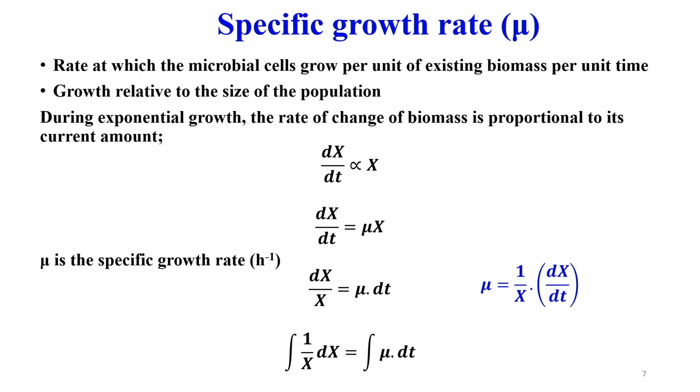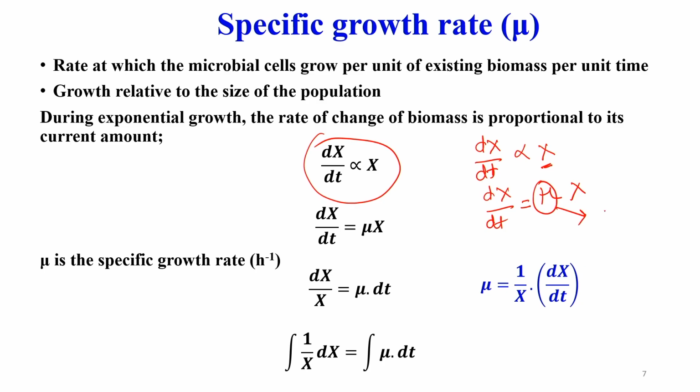Now, typically when we see the growth, it follows the first order kinetics. So, it says dx upon dt, change in the microbial cell per unit time is directly proportional to x. What is the initial number of biomass or cells that was there? And as I told, this is typically following the first order kinetics. So, we say dx/dt equals mu times x, where the proportionality constant mu is called specific growth rate.